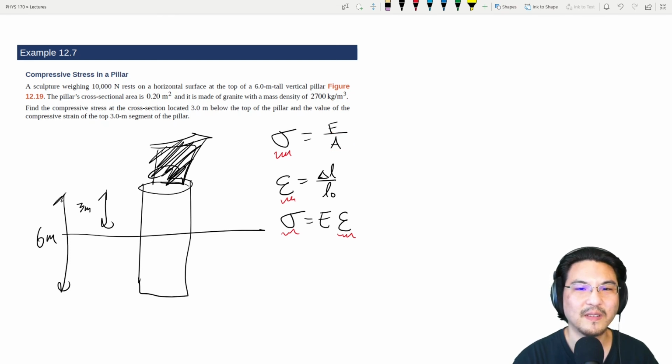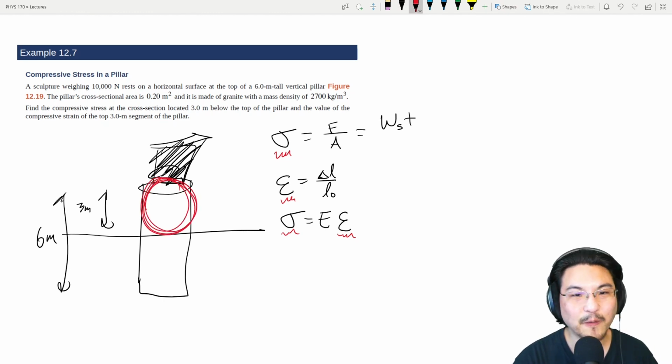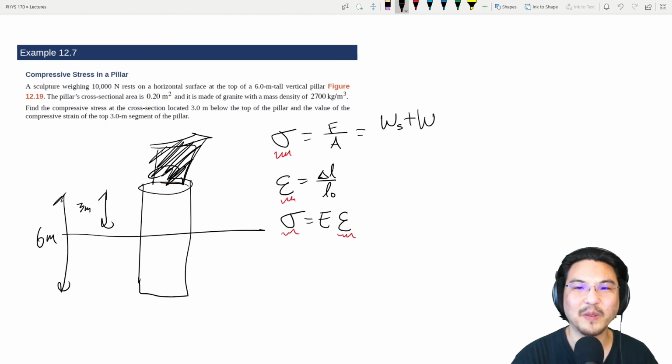The force acting at 3 meters below the top is how much? Let's write this in a little more detail. It's the weight of the sculpture, which is 10,000 newtons, plus the weight of this amount of the pillar itself. So the pillar itself has weight. So how much does this weigh?